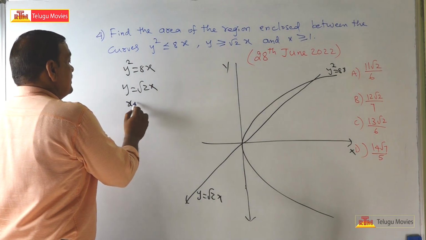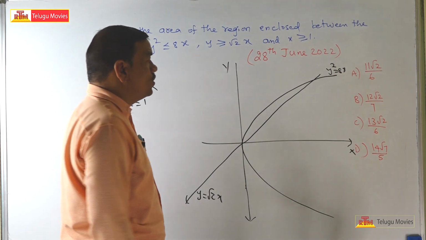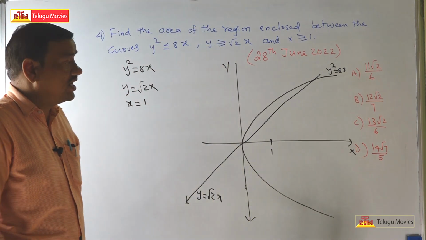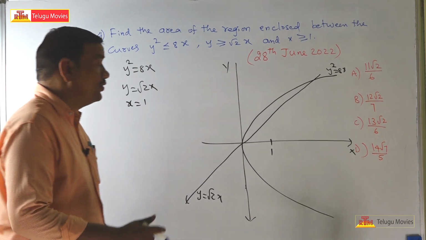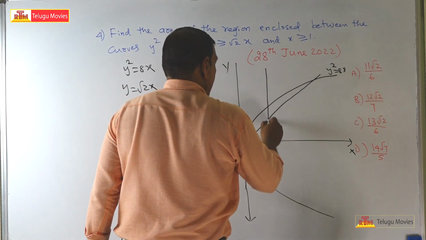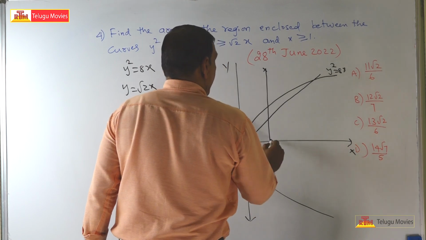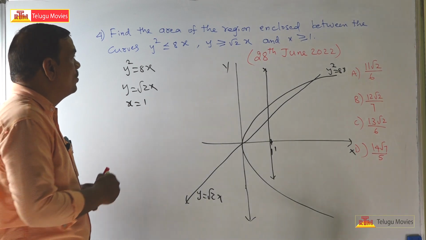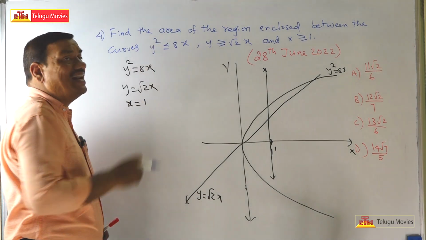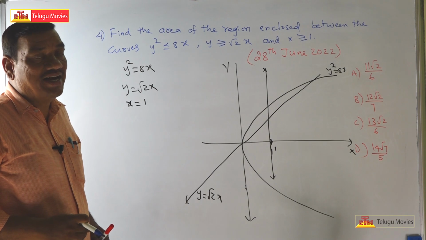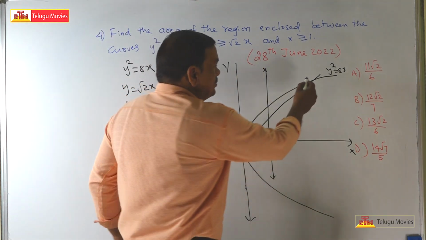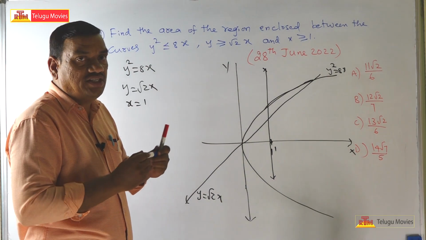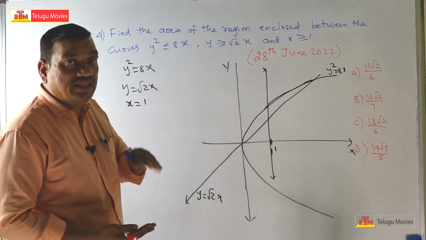Next one, x = 1. This is 1. x = 1 is a straight line parallel to the y axis and 1 unit away from the y axis. So this is the y axis. Now observe, y² ≤ 8x means what? This is y² = 8x, and it is below, inside the parabola.